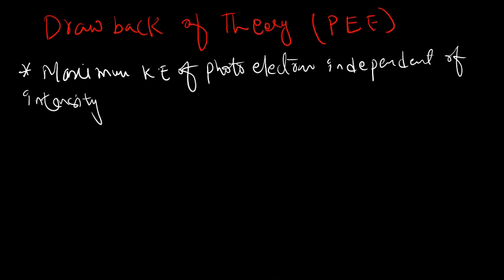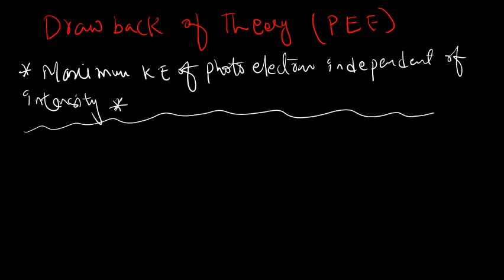But according to wave theory, the kinetic energy of electron should increase with increase in the intensity of incident light. But this does not happen in the case of the photoelectric effect. This observation is against the wave theory. So this is the first drawback of this theory.